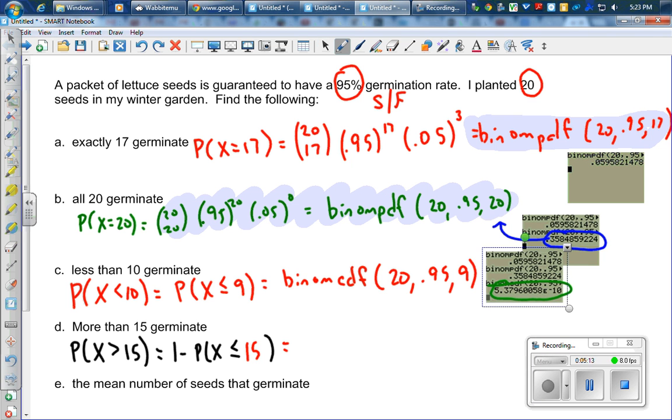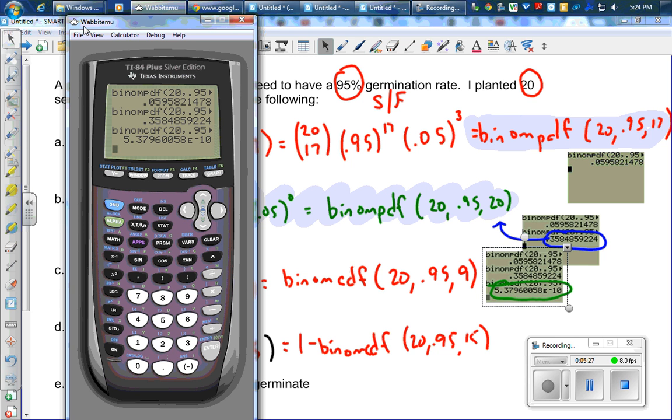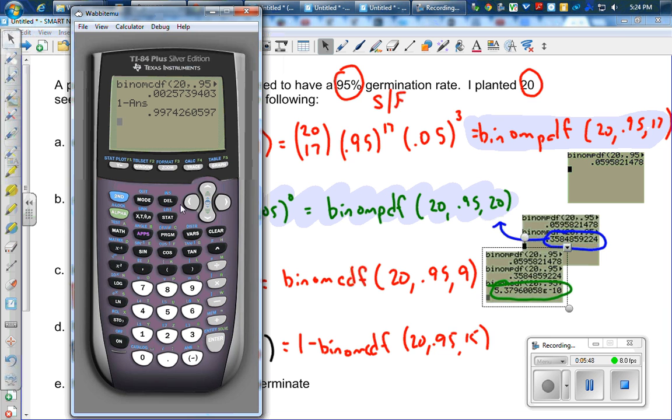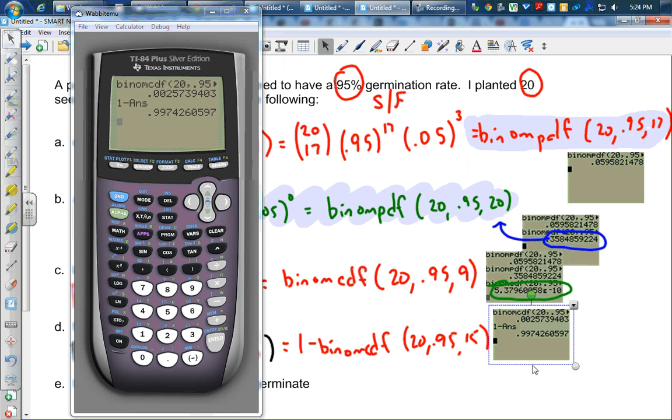So then this is going to be 1 minus the binom CDF of 20, 0.95, 15. Again, on the calculator, that's the binom CDF of 20, 0.95, 15. And then really, I need to look at 1 minus that number. Darn good chance that more than 15 of them germinate.